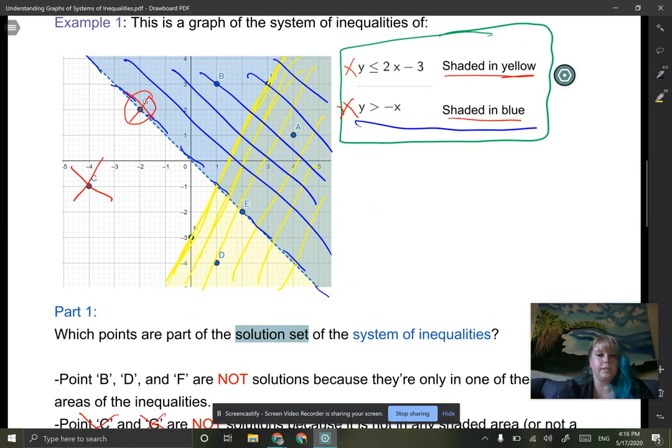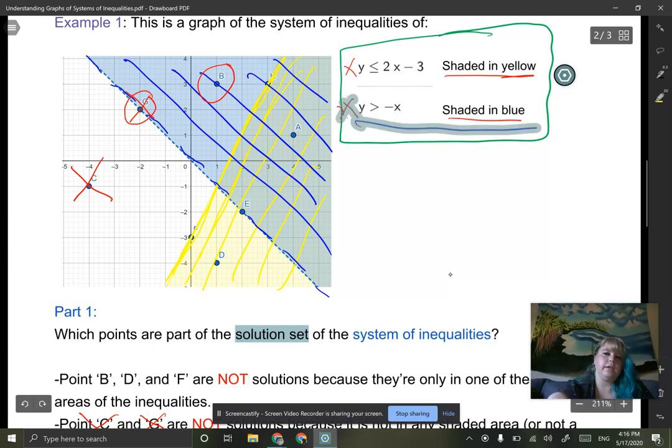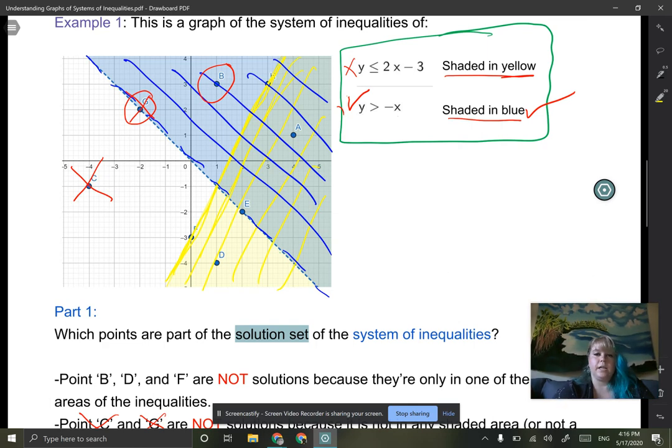All right, let's look at B here. B is in the shaded blue area. So we can say that's a check, it is a solution for the blue area. But is it a solution for the yellow area? It's not anywhere in that yellow area, so we're going to say no. And remember, a solution to a system of inequalities needs to be a solution for both inequalities. So B is also not a solution.